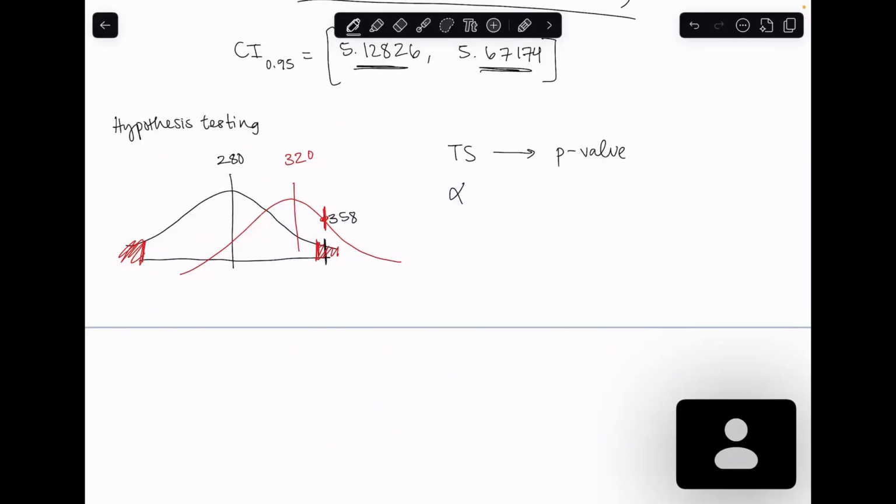But you always pick alpha before you do a hypothesis test. Exactly, if you change it, then that's kind of dishonest. It's going to change your results. Exactly. Because you could have something that's significant at the 1% level, but not significant at the 10% level, and not significant at the 5% level. Does that make sense? And then another thing to keep in mind is whether we're doing a one-tailed or a two-tailed test.